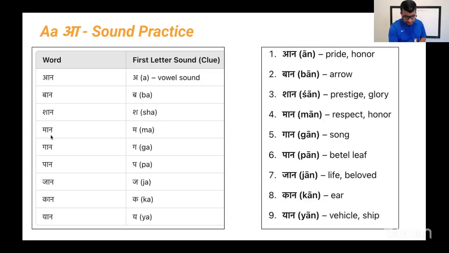Next one. Man. Respect. Gun. Gan, it's sort of like Ghana, but it means song. Pan. Pan is betel leaf. Those of you who've been to India have probably seen a lot of betel leaf shops on many corners. Next one. Jan. Khan. Yan. Very good. Awesome. Any questions, anyone?